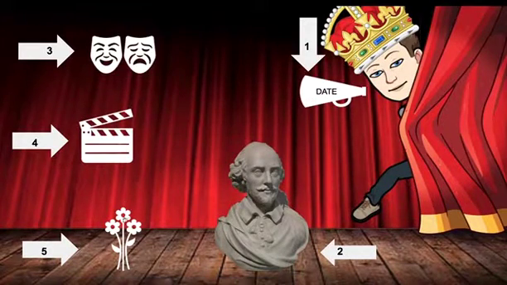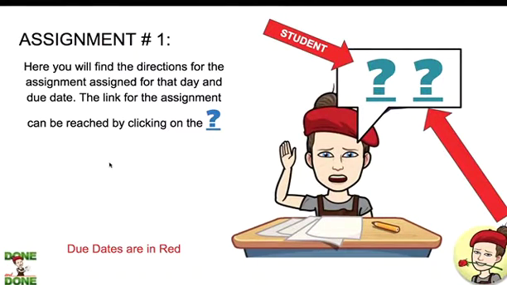And finally, for the fourth, this would be the flowers. This is where assignment is. Here you'll find the directions for the assignment assigned for the day and the due date. The link for the assignment will be reached by clicking on the question mark. And in some cases, especially once I hand out your syllabus and such, this says student because this is for you, you would click on it for your assignment. And this may say parent or guardian, that this is something that your parent or guardian needs to complete and return. And this will most likely be your last page.